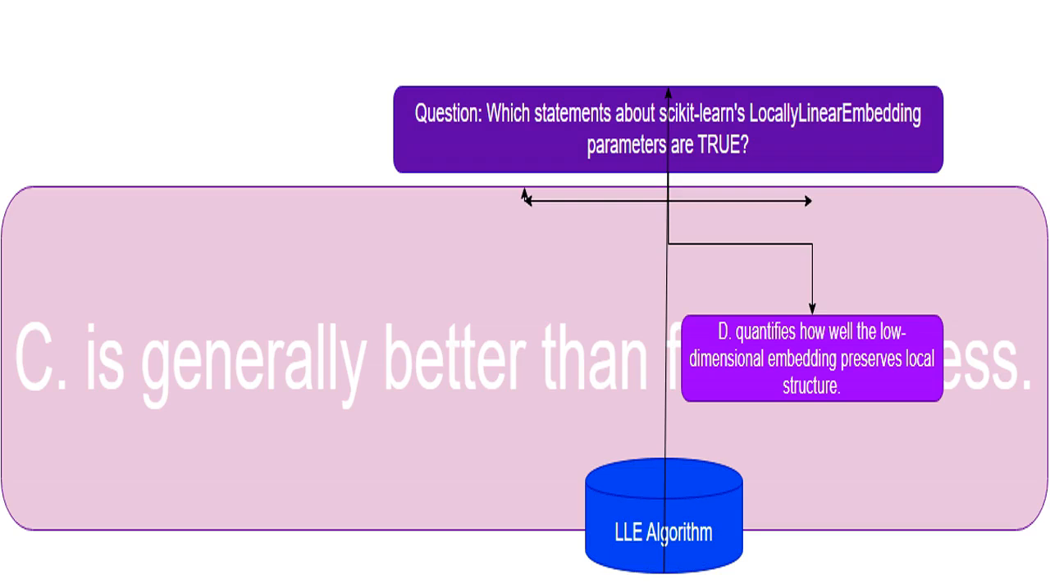The method parameter selects the way the algorithm creates the low-dimensional embedding. The choice between Hessian and standard affects robustness, that is, how well it handles noisy data. But there's no universally better option. The best method depends on the specifics of your data.